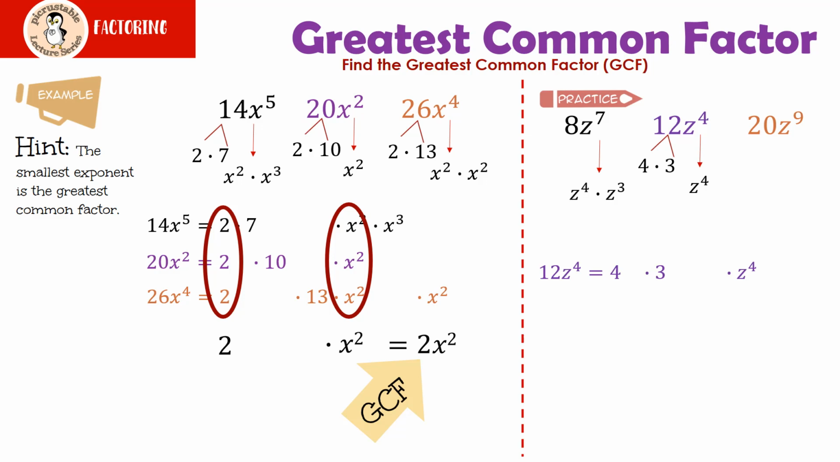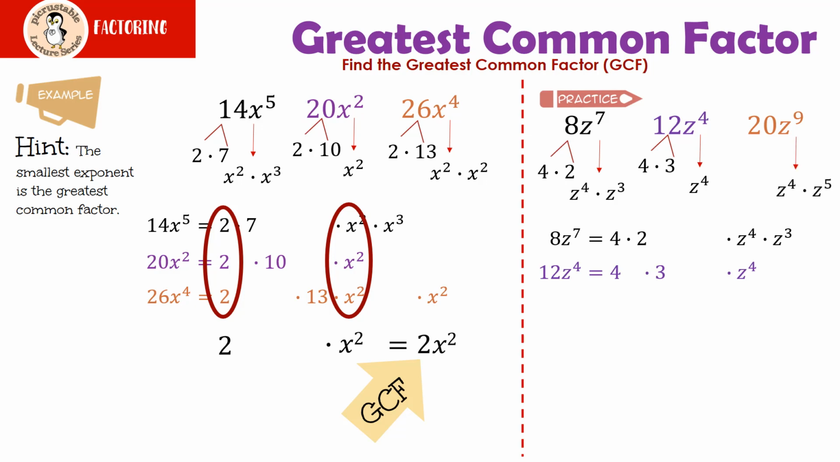When I look at 4 times 3, I want to find a common number in 8. When I look at 12, I have 4 times 3. 3 does not go into 8, but guess what? 4 does. So I'm going to write 4 times 2. So let's write it. Let's look at the last one, 20z to the 9th.